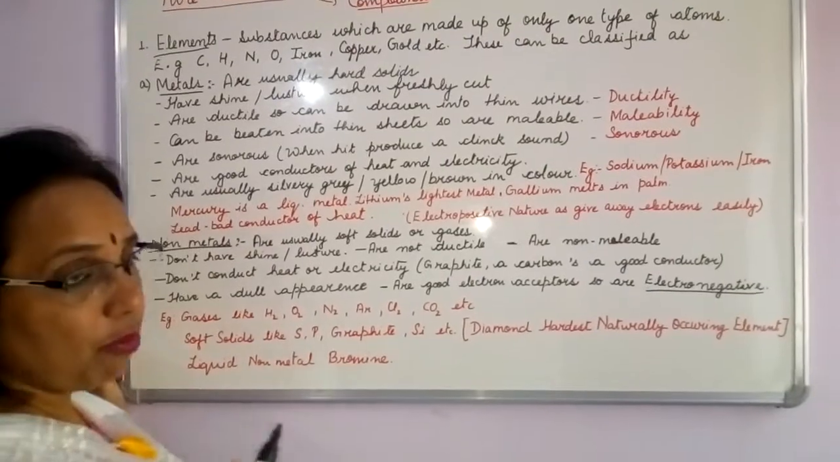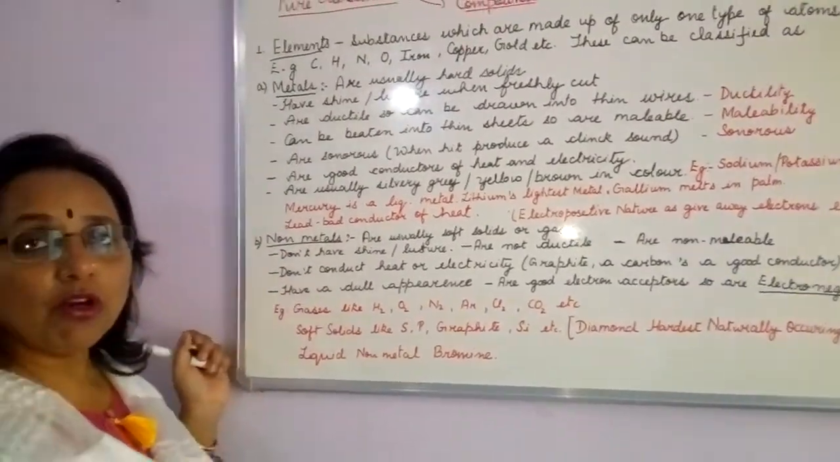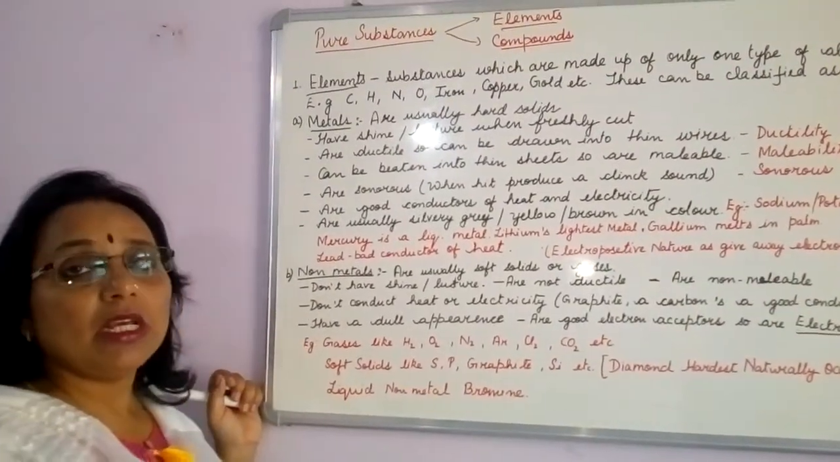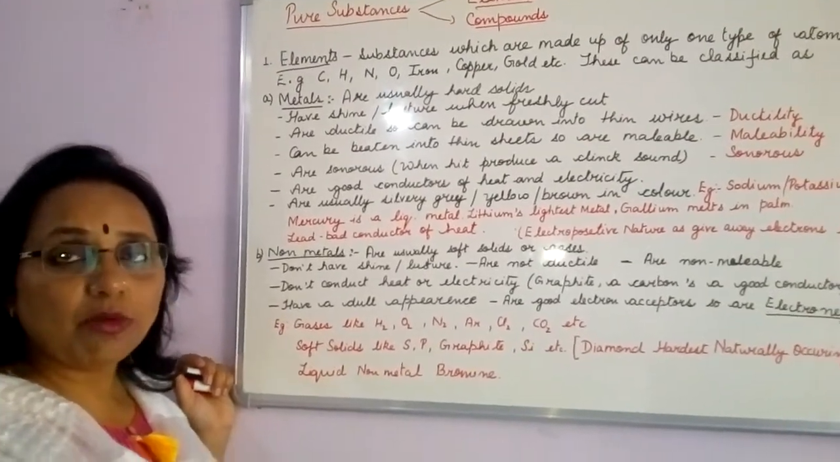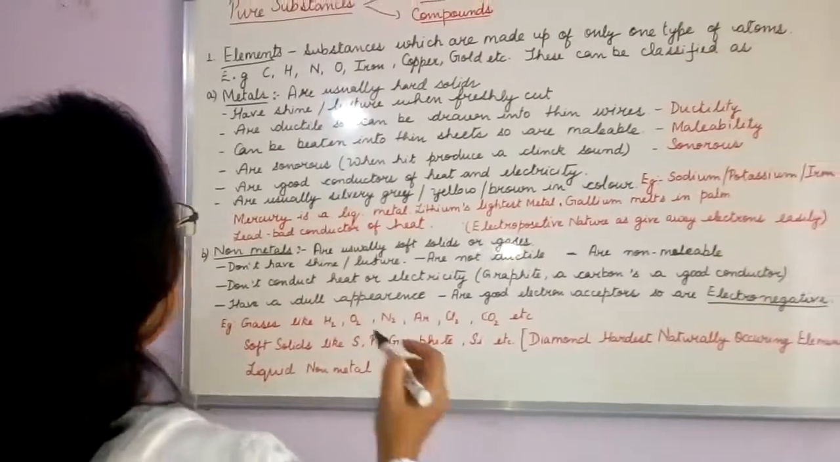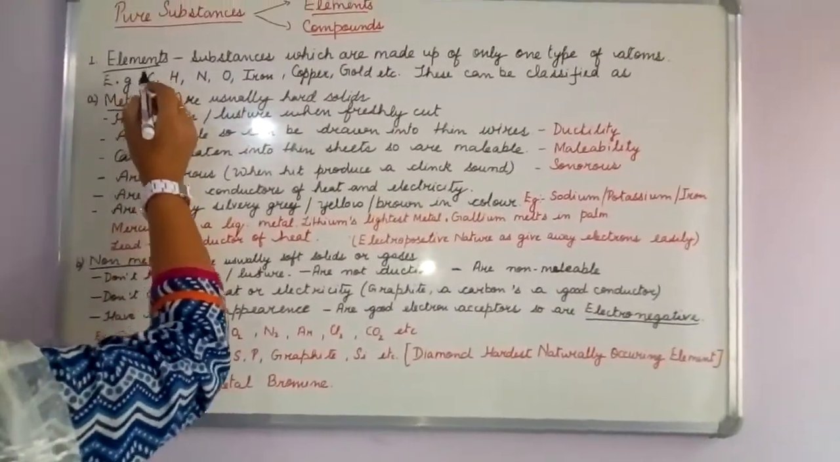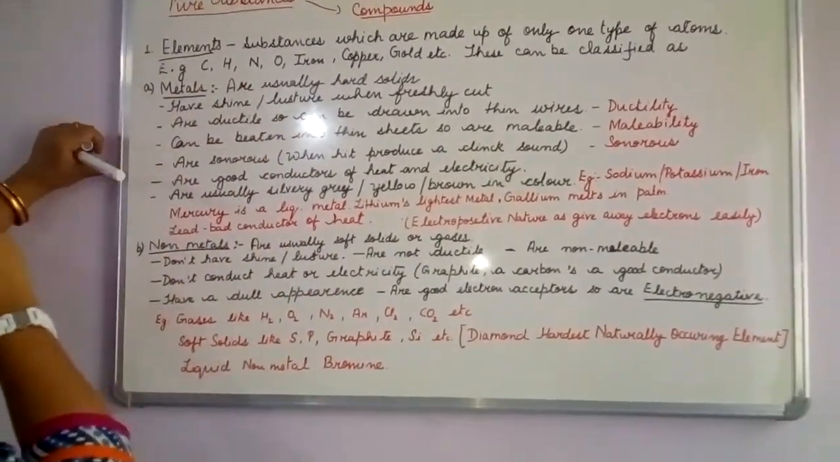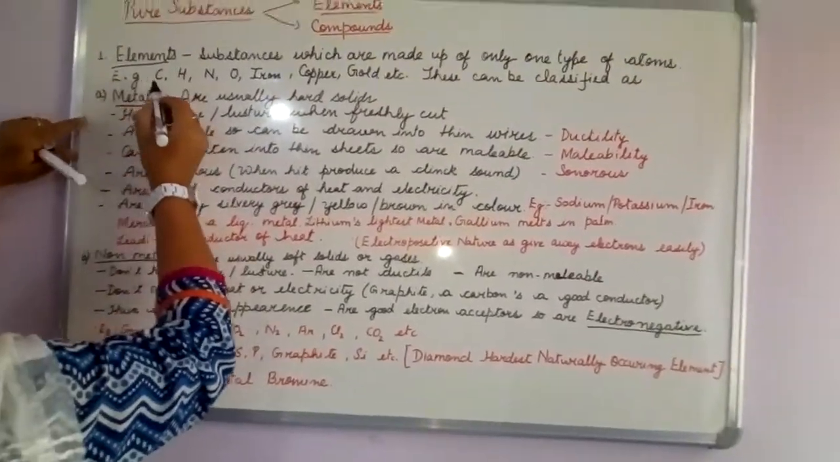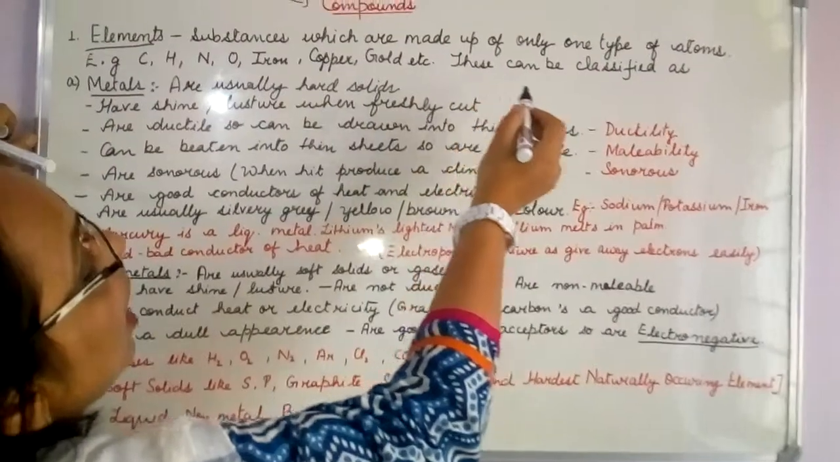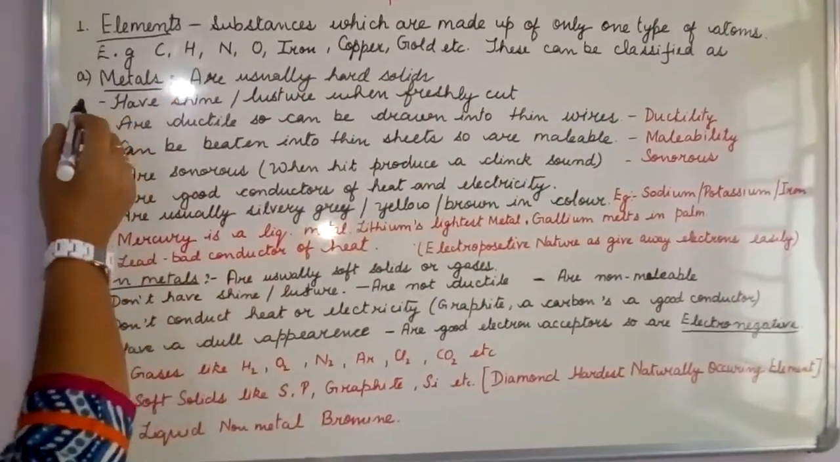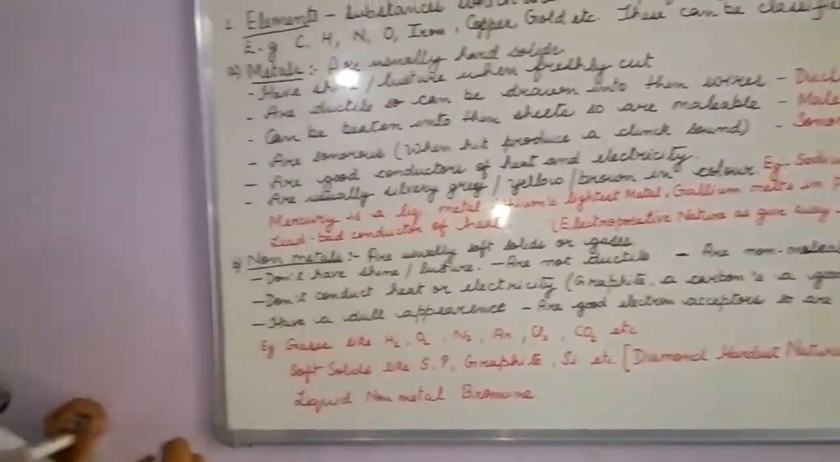Okay, for example, water, if it is decomposed, it forms hydrogen and oxygen gases. When these hydrogen and oxygen gases are obtained, they are nothing else but elements. So elements can be categorized. Examples of elements are carbon, hydrogen, nitrogen, oxygen, iron, copper, gold, etc. And they can be classified into metals, non-metals and metalloids.